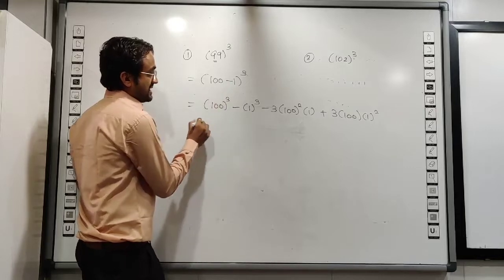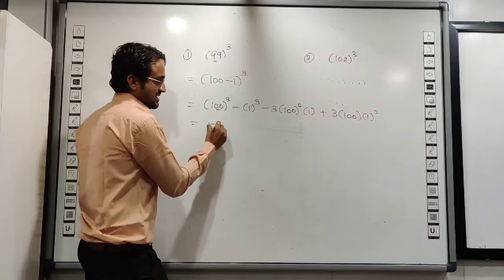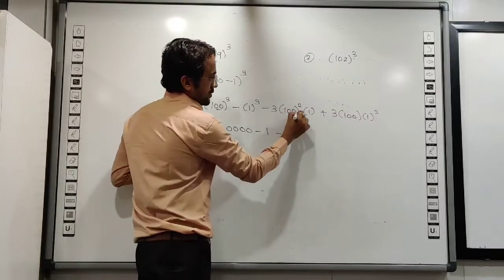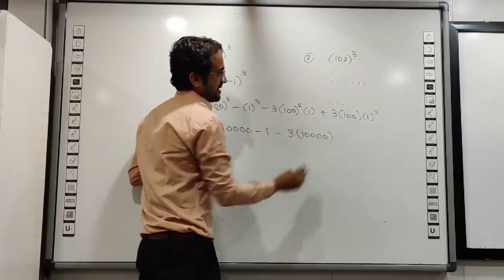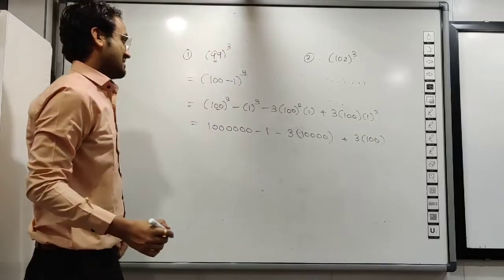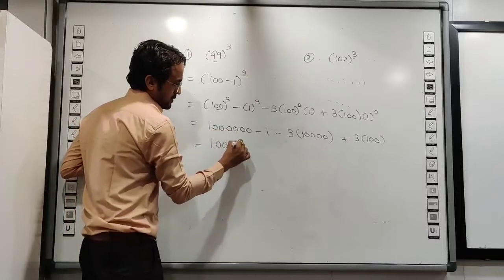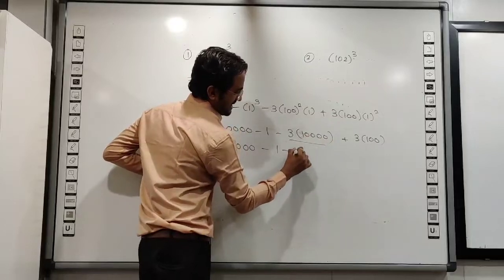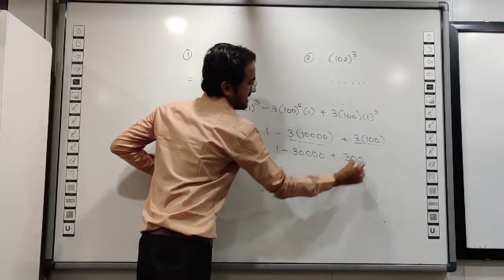You should know the identity. Let's do it. 100 cube. Here 1 cube is 1. Then 100 square, 3 times, 10,000. Here minus 1, 3 into 10,000 it will become 30,000, plus 3 into 100, 300.